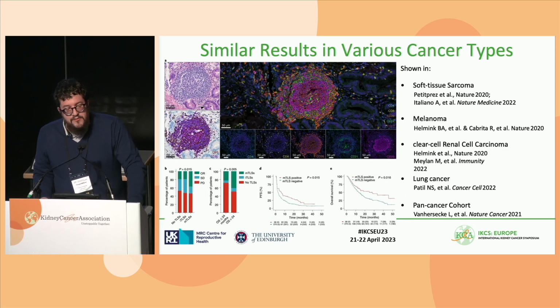Interestingly, this result is not only restricted to soft tissue sarcoma, and it has since been shown in many different cancer types, such as sarcoma, melanoma, clear cell renal cell carcinoma, lung cancer, and also in a pan-cancer cohort, where the presence of mature tertiary infrastructures was associated with a better response to immune checkpoint inhibitors.